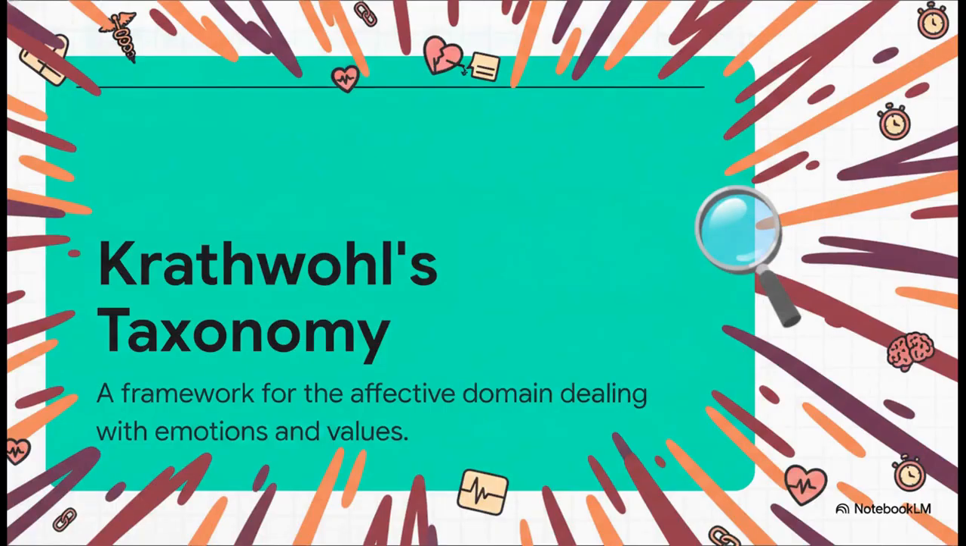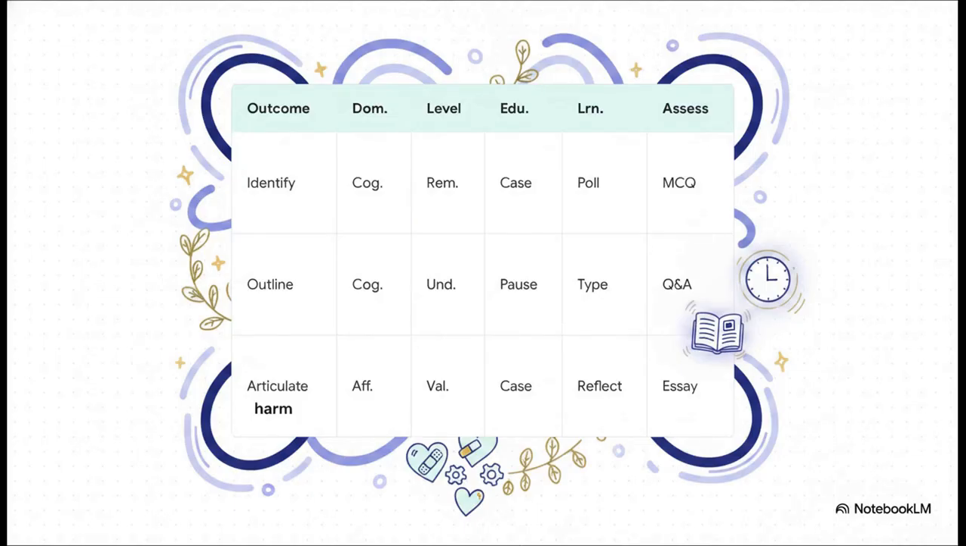To create real clinical urgency, we use Krathwohl's taxonomy, which deals with the affective domain. See, this outcome isn't about thinking or doing, it's about feeling. We're aiming for the valuing level to ensure our students genuinely believe and internalize that a delay in treatment can literally cost someone their life. With our table fully completed, the third row outcome is articulate harm in the affective domain at the valuing level.